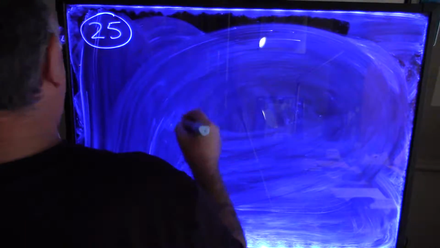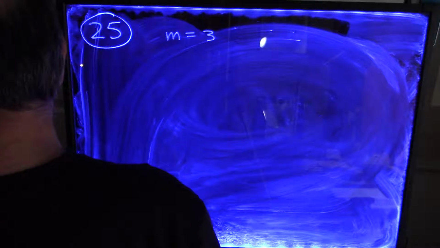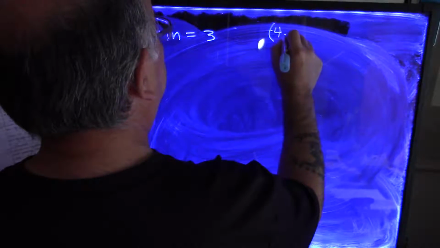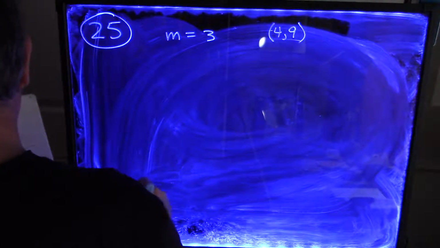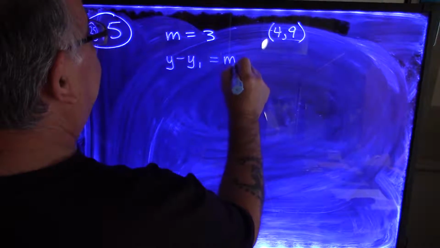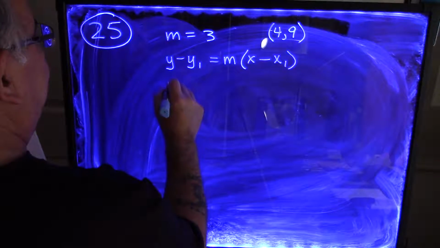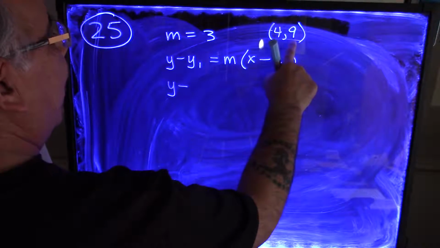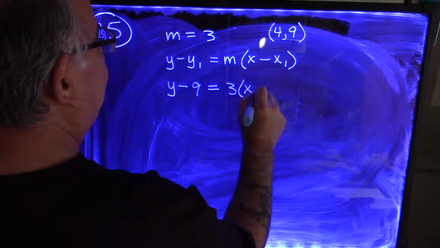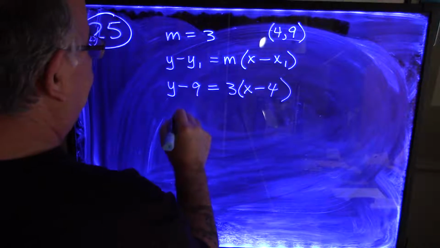So m, the slope m, is going to equal 3, and the point is 4, 9. Alright, so we've got the point slope equation. y minus y1 equals m times the quantity x minus x1. Alright, so plug in everything that we have. That's y1, 9, m is 3, and x1 is 4. So there you go. Now you just solve this for y.